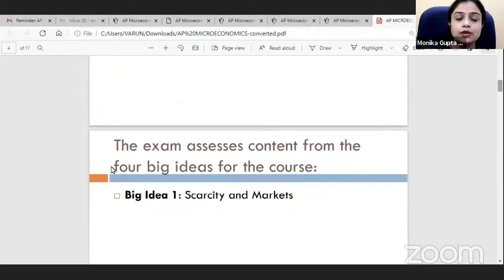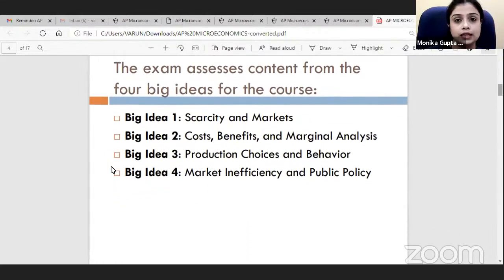Now the next thing that we're going to talk about is the big ideas. What are these big ideas all about? Whole economics, if I talk about whole microeconomics, is based on these four big ideas. In every unit, you'll be able to see one or two big ideas involved. The first big idea is scarcity and markets.